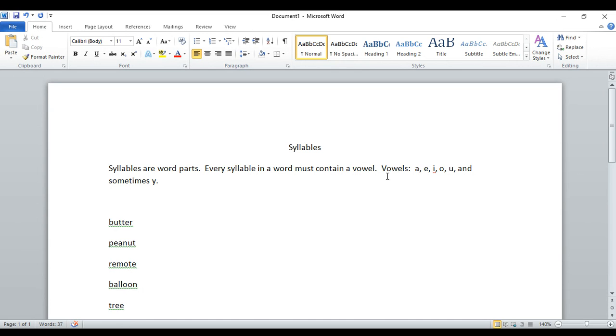If you recall, a little review of vowels here. Vowels are A, E, I, O, and U. Sometimes Y is also a vowel.